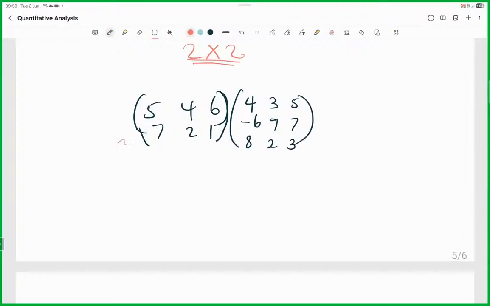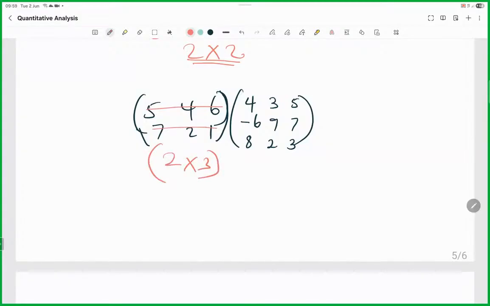So these two matrices here, the first one will be what by what? Rows by columns. The first one here is 2 by what? It is 2 rows by 3 columns.